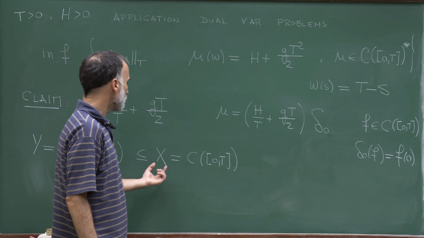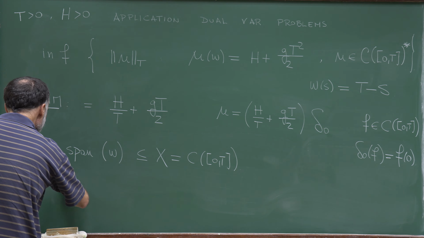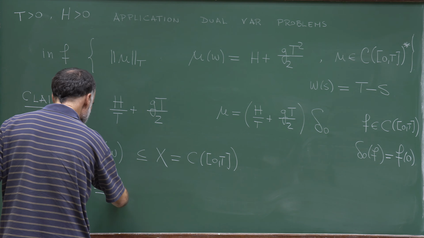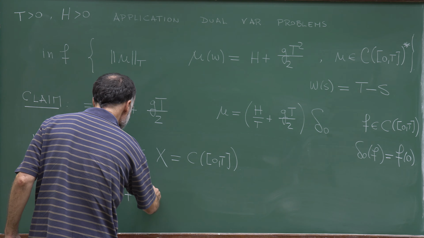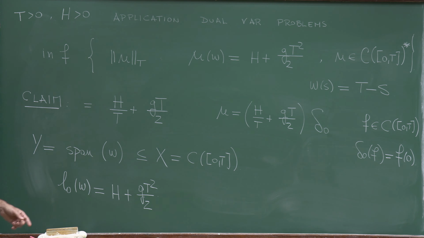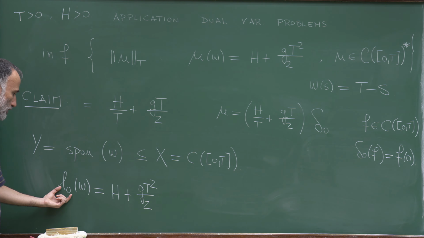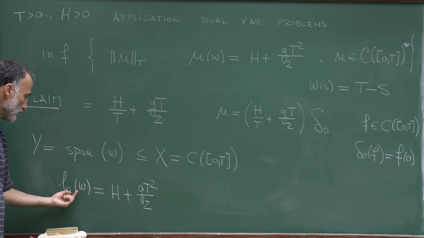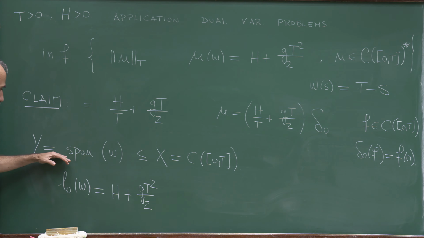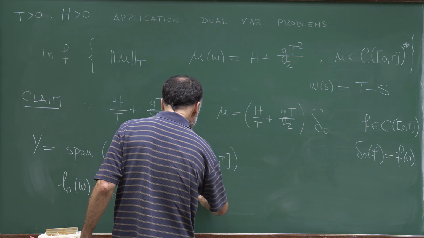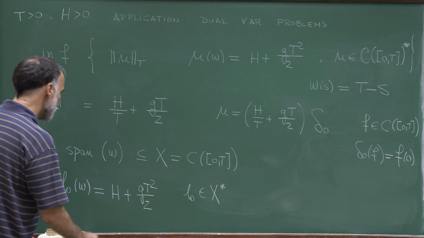Now I want to define a bounded linear functional on X, which I will call L0, such that L0 of W is exactly given by this expression, h plus g t squared divided by 2. We can use Hahn-Banach to prove the existence of such a bounded linear functional. You take Y, the space spanned by omega, and use linearity to define L0 on this space Y, setting L0 of W equal to this expression. So at this point you have a bounded linear functional defined on Y, and then you use Hahn-Banach to extend it to L0, which is now an element of X prime. So here we are using Hahn-Banach.